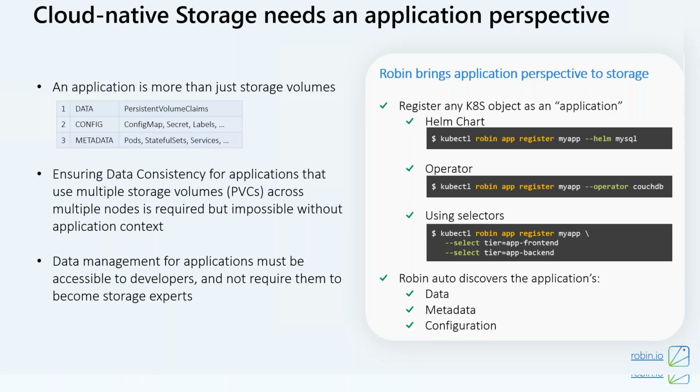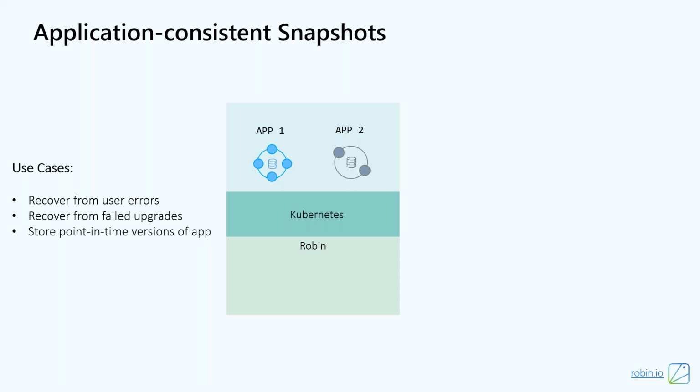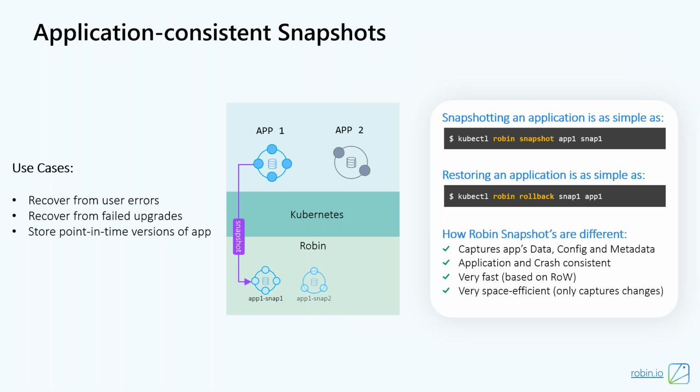And some of the examples here are application consistent snapshots, right? So how do you recover from user errors? Let's say you delete something by mistake, how do you recover from it? Or if my upgrade fails, how do I go back to a point in time where my system was stable, right? So here, Robin actually makes it really, really simple.